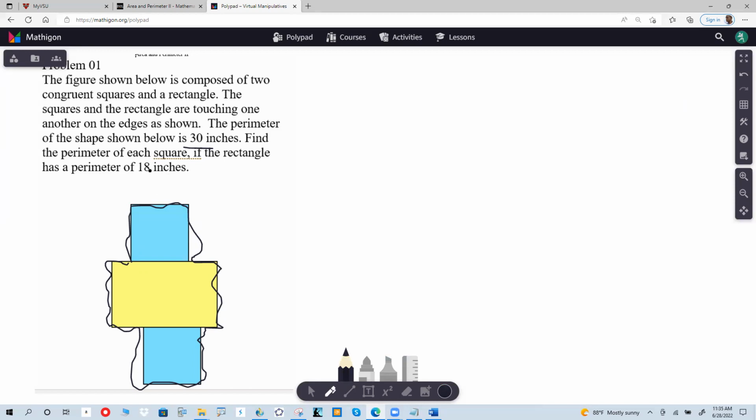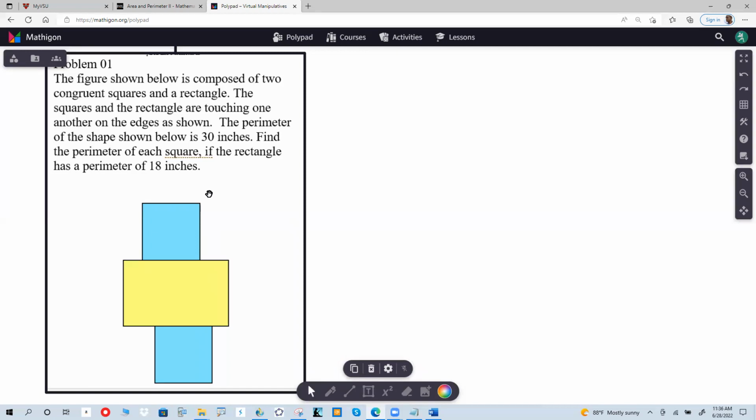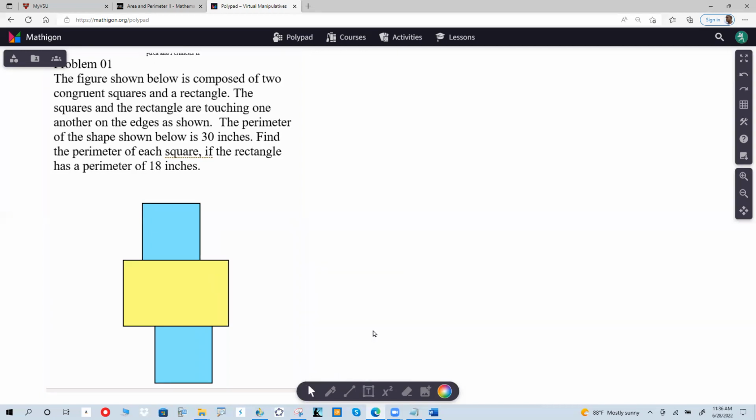Now the rectangle's perimeter is 18. Let me do something. Okay. When I say the rectangle's perimeter, I mean this. Sure, that's the perimeter of the rectangle. And let me do a slightly better job.